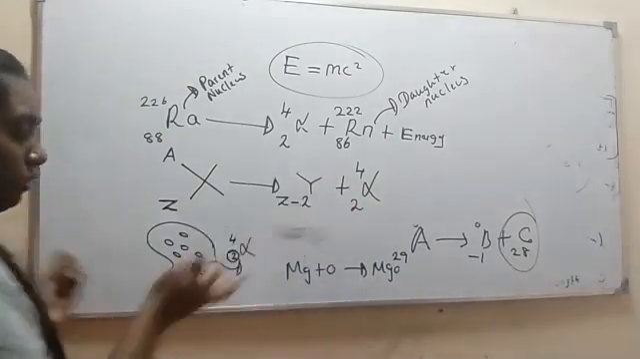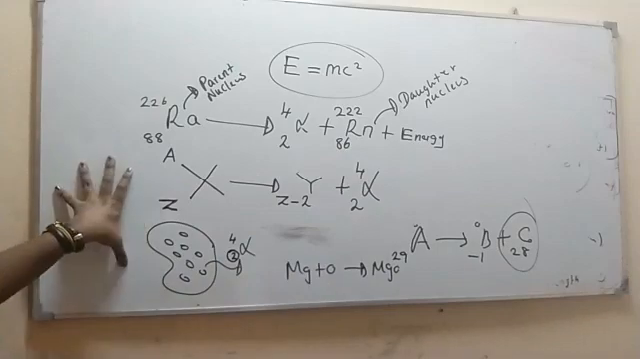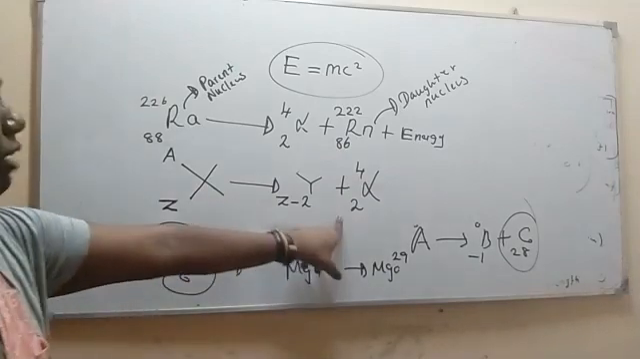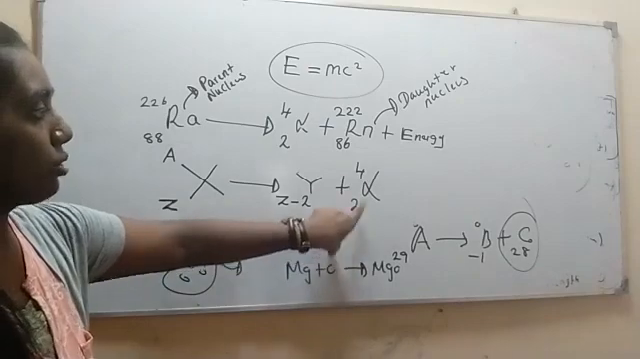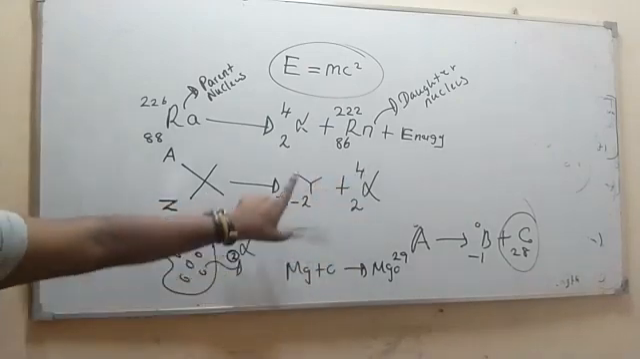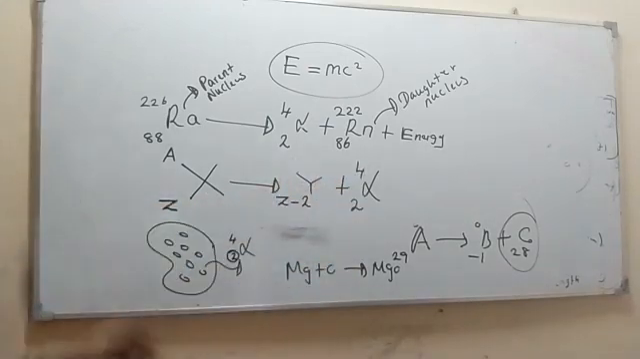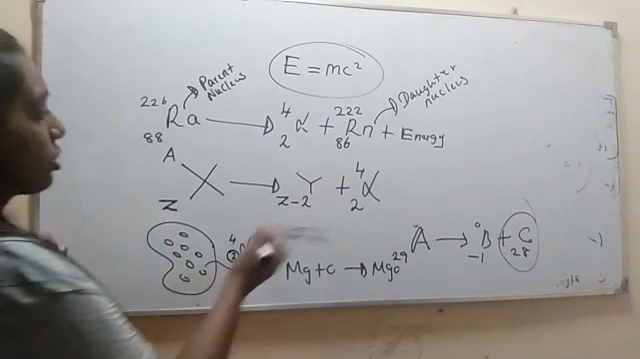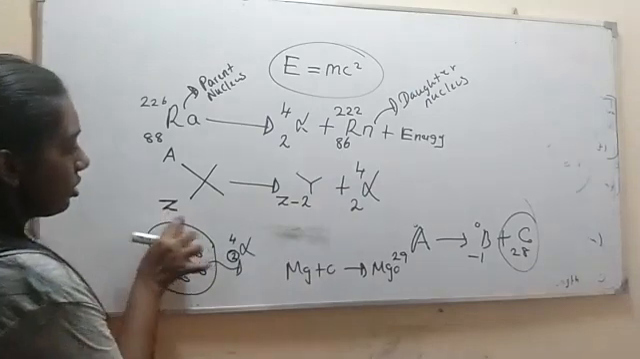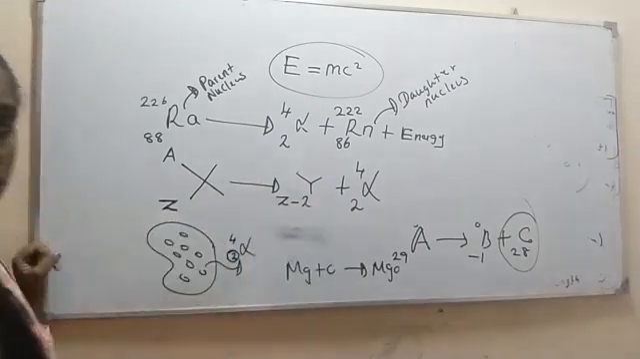So this is the X element, and it is emitting an alpha particle. This is protons plus neutrons. Then Y element is being formed. When an alpha particle goes out, the proton number decreases by 2. That's why the new element formed has Z minus 2.